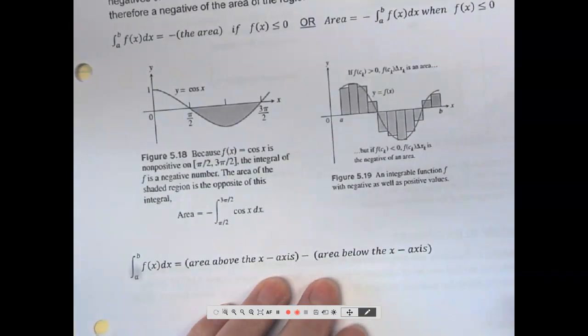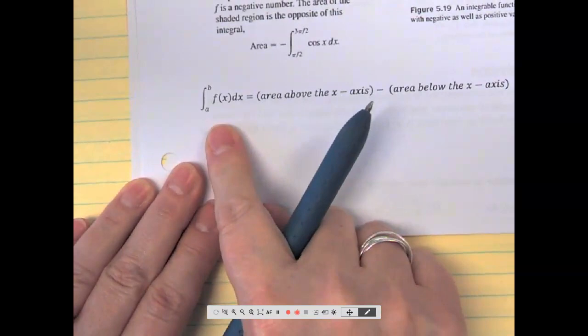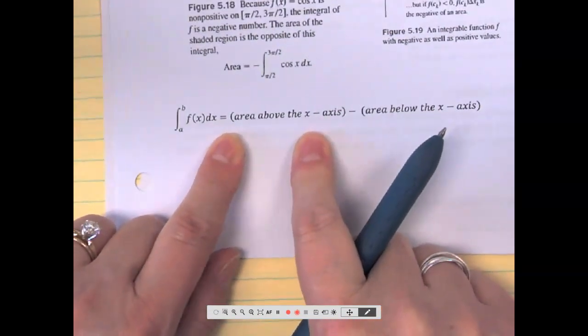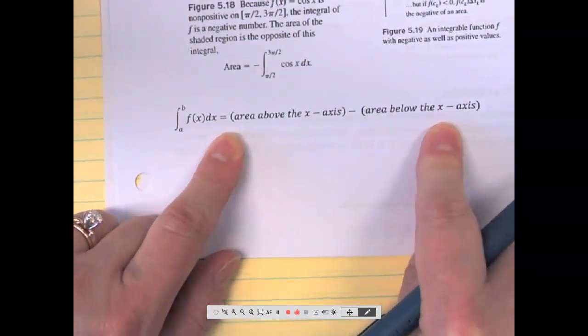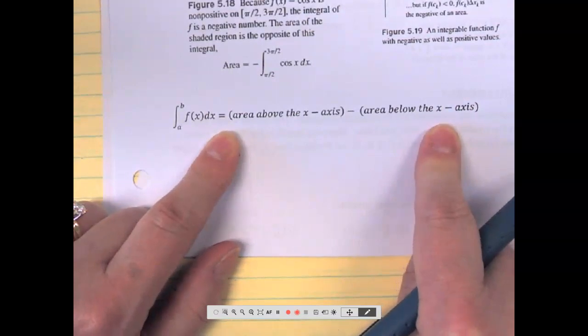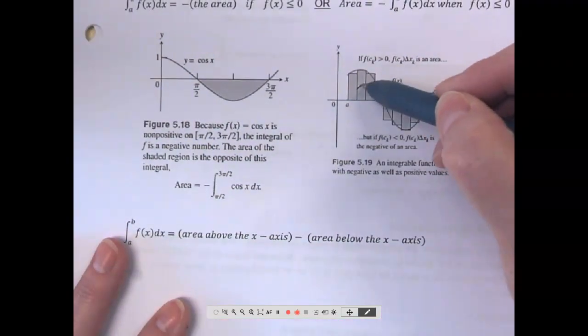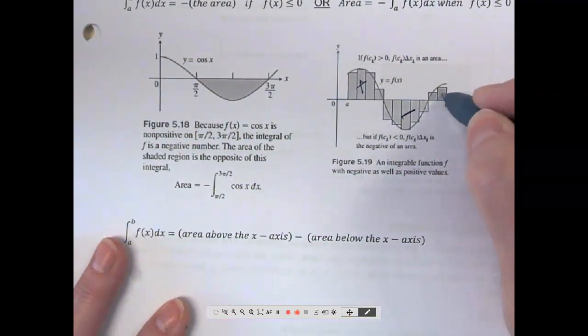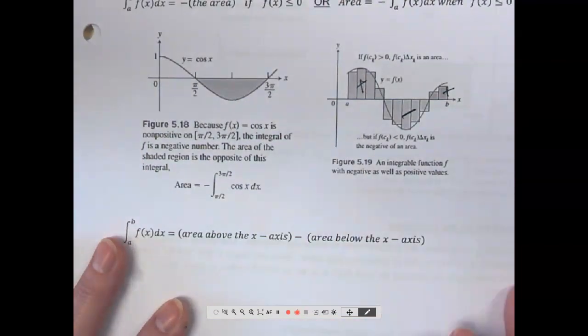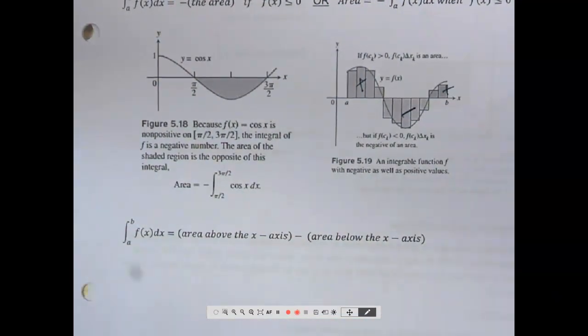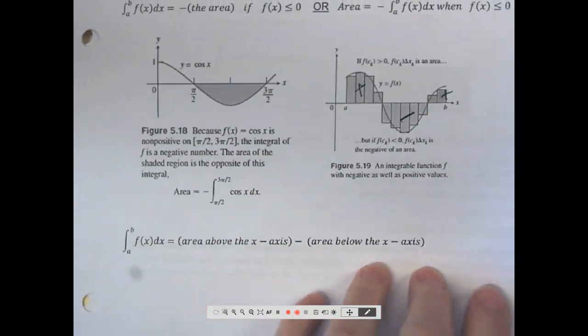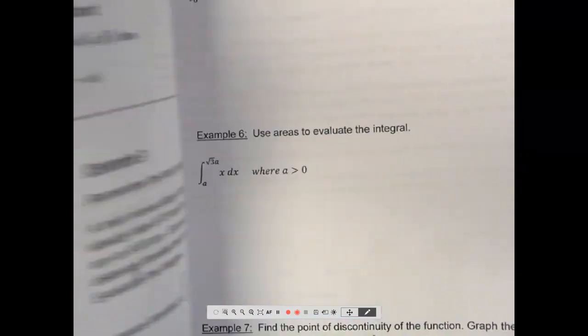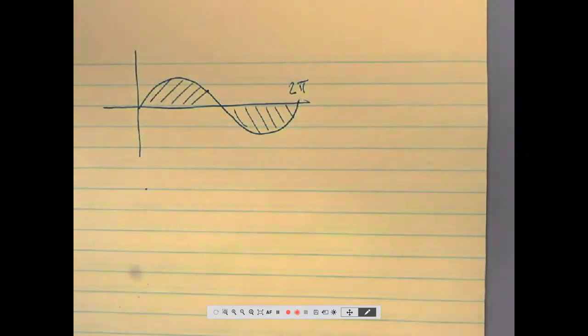So notice it says that if we have area above the x-axis, then we will subtract the area below the x-axis. But subtracting something is the same as adding a negative, right? So if I took the positive area and the negative area and the positive area and just added them all together, that's how we would find the net area. Okay, we're almost done.